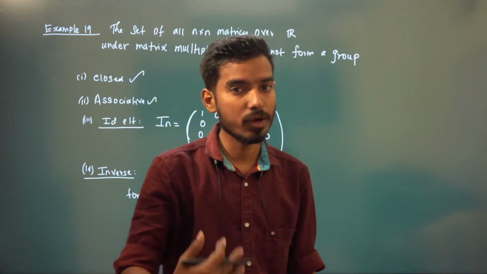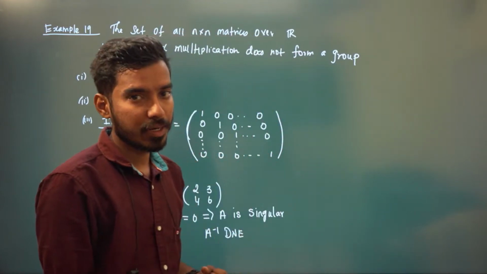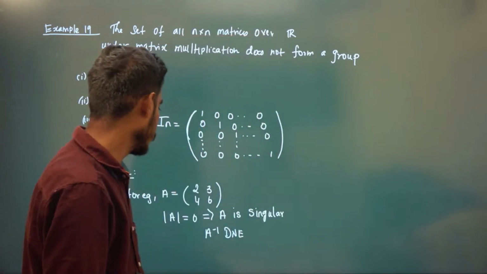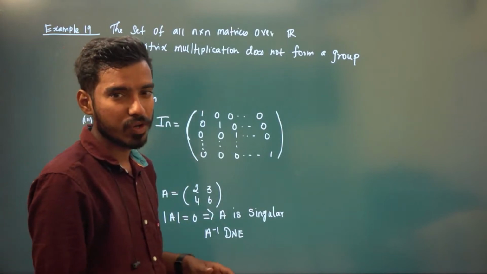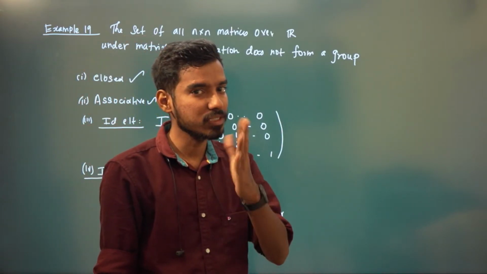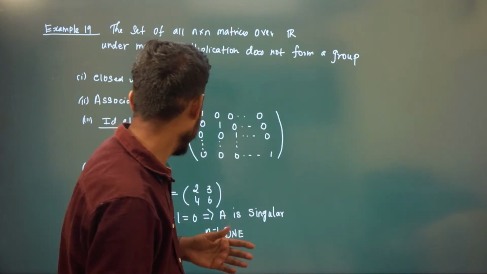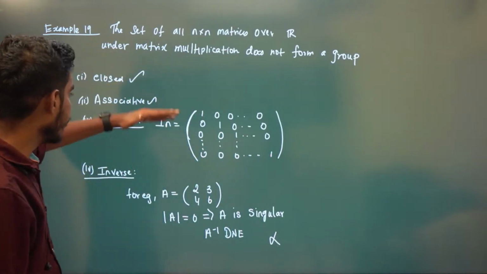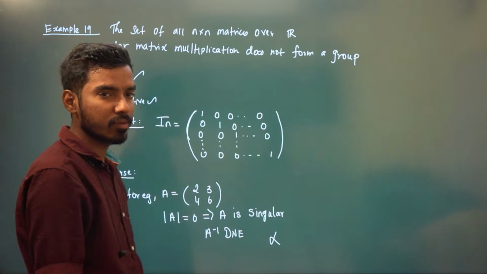So A inverse exists only for non-zero determinant. That is, A inverse is 1 by determinant of A into adjoint of A. So there are many matrices whose determinant is 0, and for all those matrices, inverse does not exist. That means it fails the condition of inverse. It is also not commutative. Matrix multiplication is not commutative. AB is not equal to BA for matrices, right? So that means it doesn't form a group. See, it is a monoid because it is closed, associative and it has an ID element.